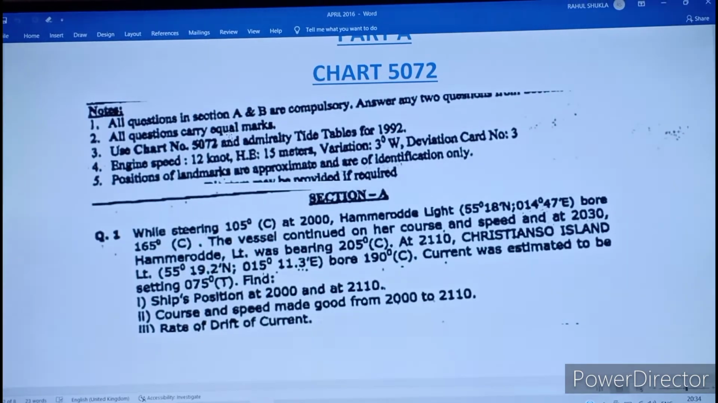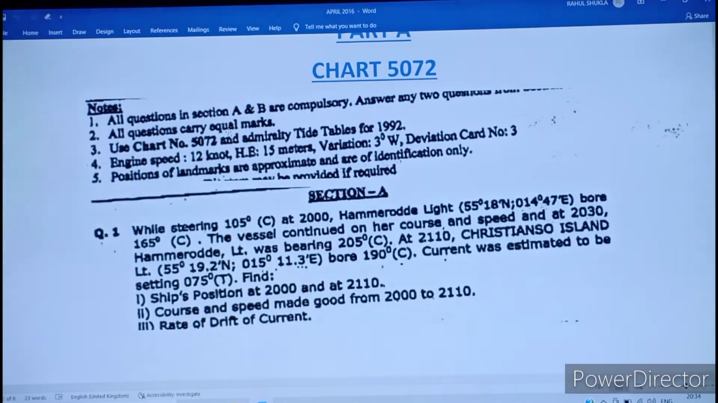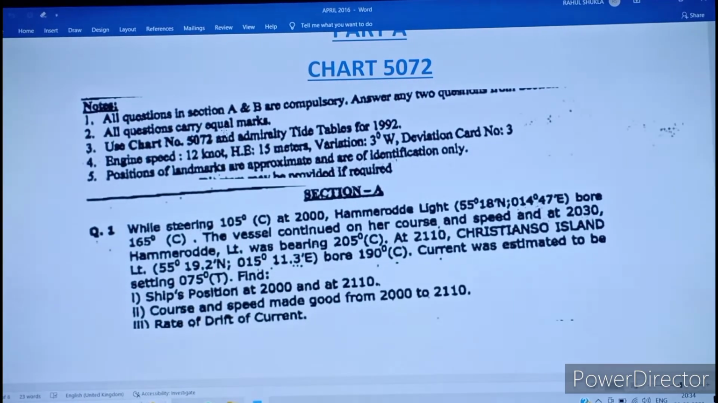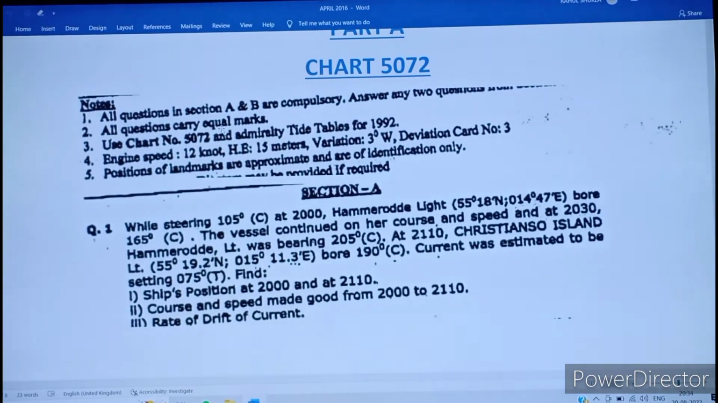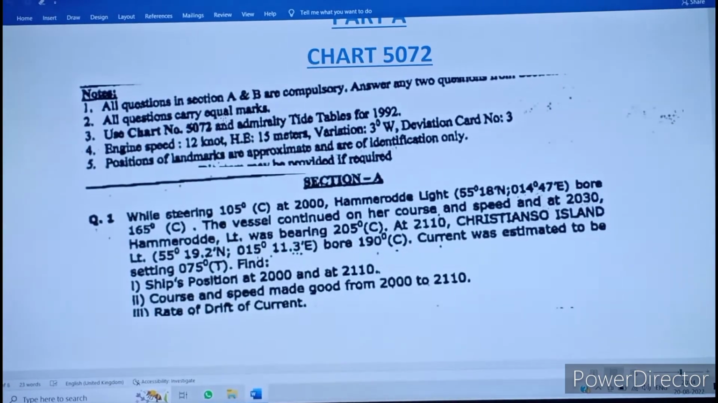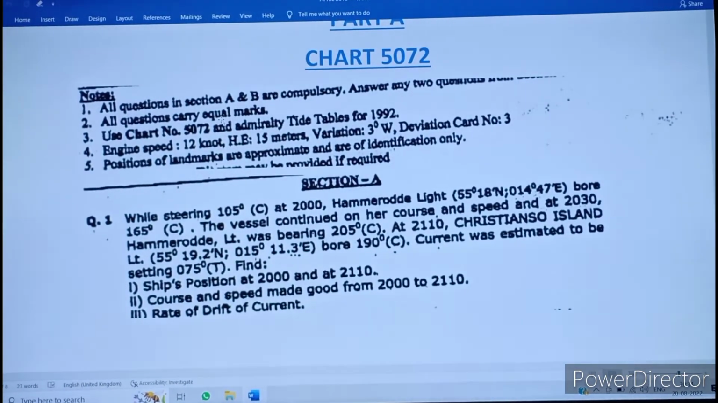At 2110, Cristanzo Island light bore 190 compass. Current was estimated to be setting 075. Find the ship's position at 2000 hours and 2110 hours, the course and speed made good from 2000 hours to 2110 hours, and the rate and drift of current.